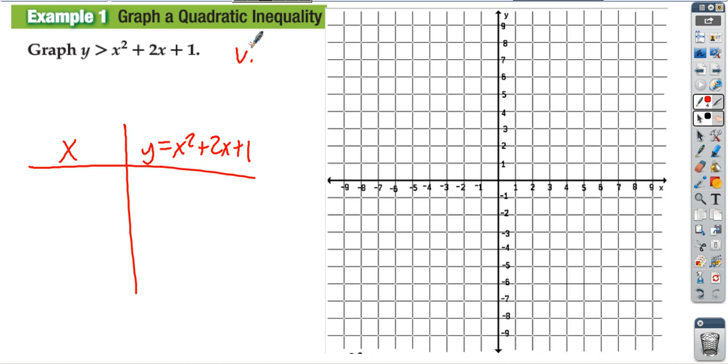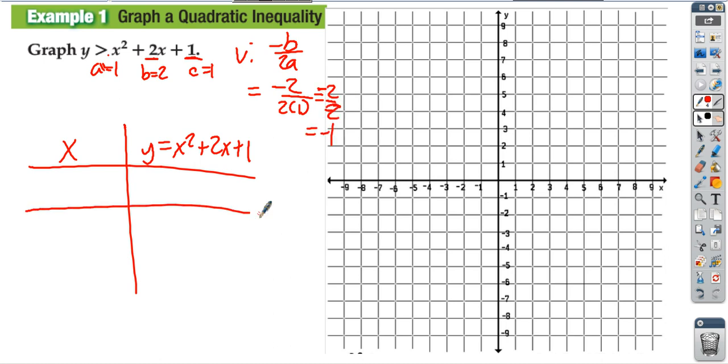The vertex always occurs at negative b over 2a. A in this case is 1, it's the number in front of x squared. B is this number 2. C is this number 1. So the vertex is going to be negative b, so negative 2 over 2 times a, over 2 times 1. That's negative 2 over 2, which is negative 1.